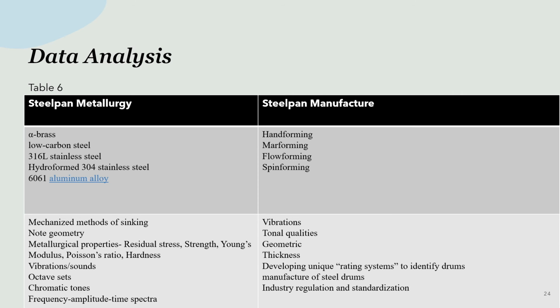The research finds: here we see under Steelpan metallurgy, the different types of materials found and the different variables used to compare them. Under Steelpan manufacture, there are different processes used to sink the steelpan and the different variables that can be used to test the performances of each of them.